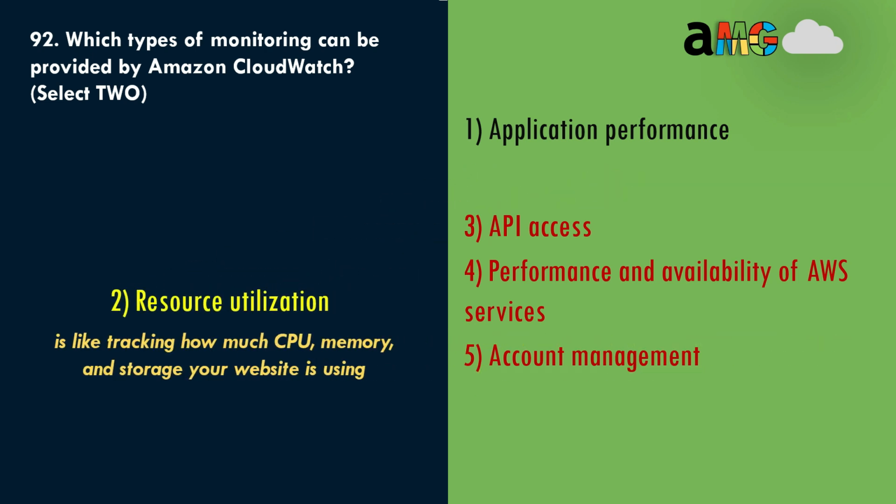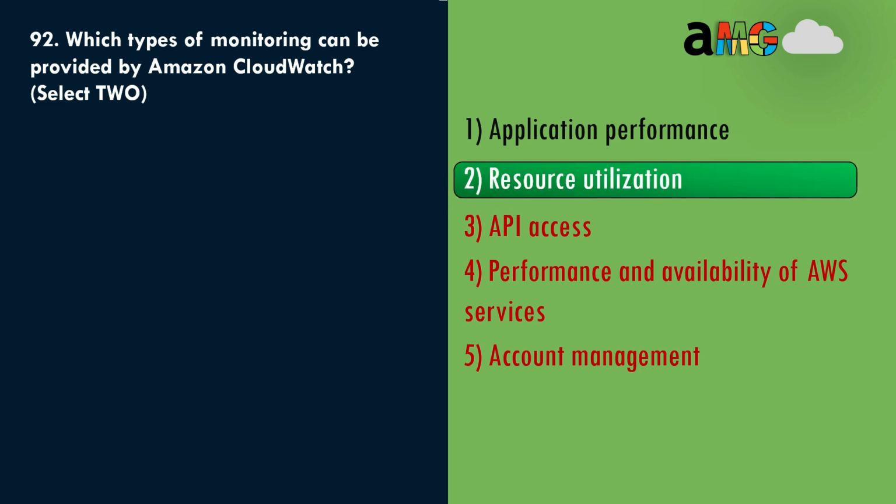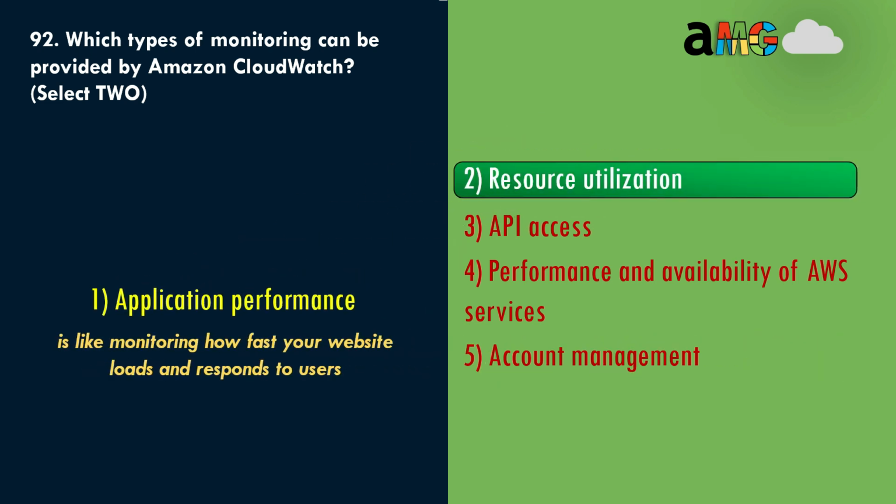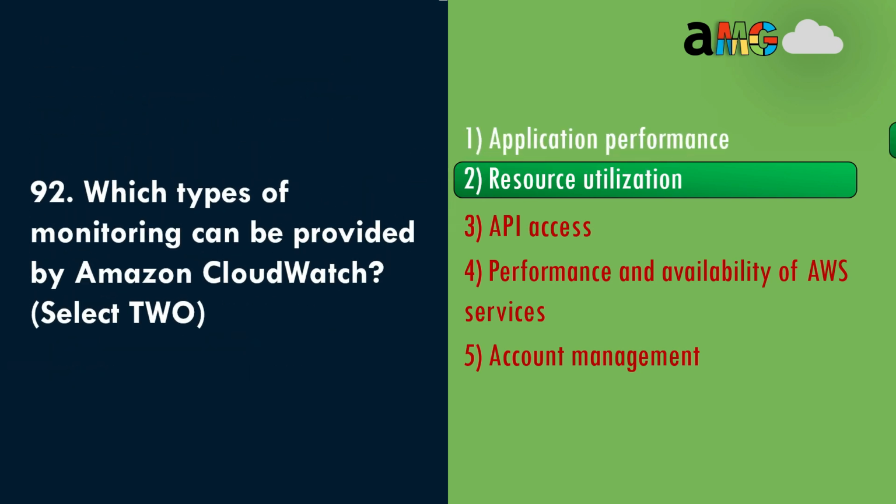Now, option 2, resource utilization, is like tracking how much CPU, memory, and storage your website is using. Okay, so this is one correct answer. Application performance is like monitoring how fast your website loads and responds to users. Okay, so this, my friend, is also your correct answer. So yes.